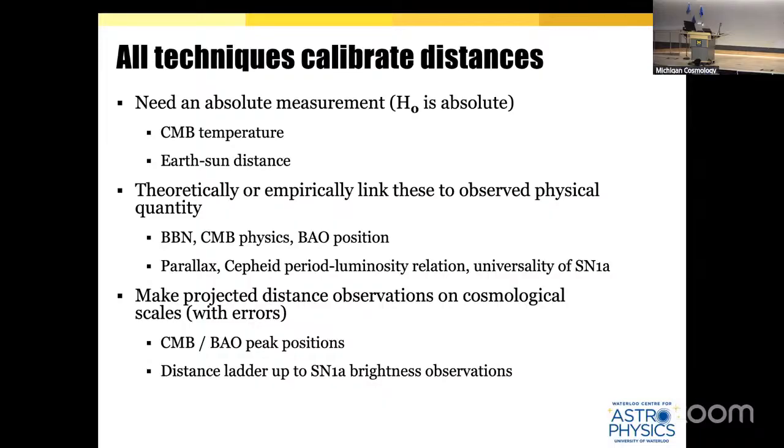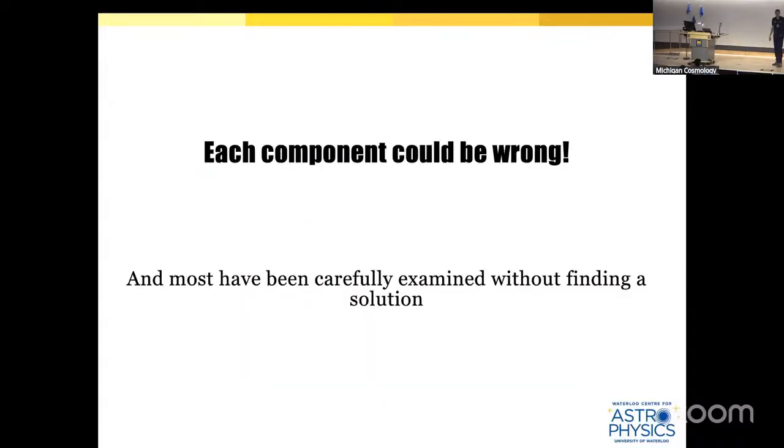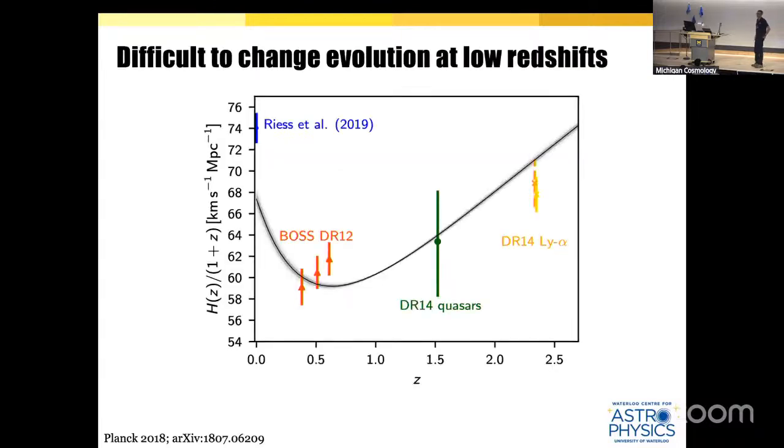All of these start with an absolute measurement, because H naught is an absolute quantity. All of them empirically link them to, or theoretically or empirically link them to observed physical quantities. All then make distance observations on cosmological scales as they should. Nobody has yet found a smoking gun that says this is what's gone wrong. And indeed, each component could be wrong. We know a lot of things that it's not. We know that it's very difficult to mess with the low redshift universe.